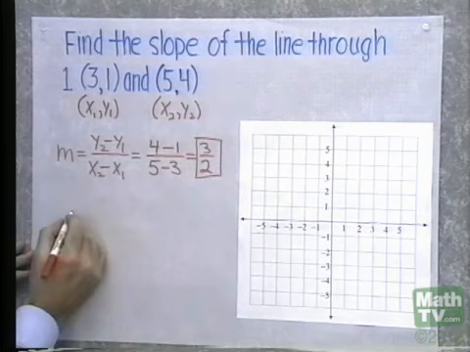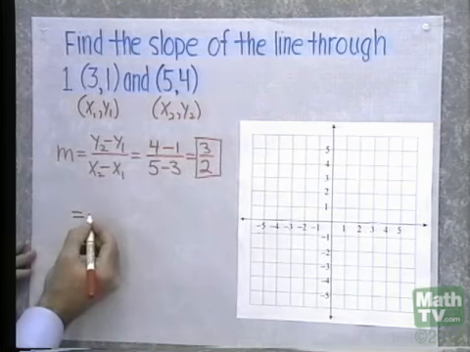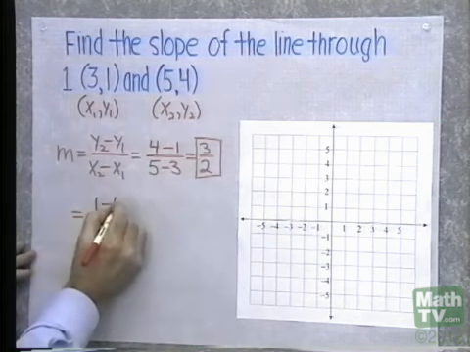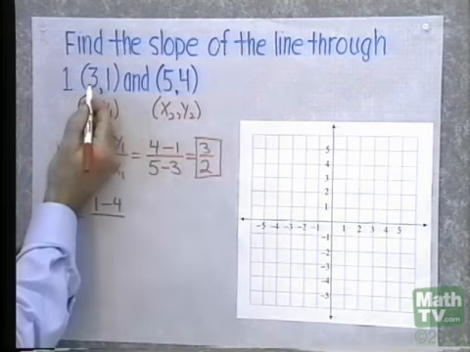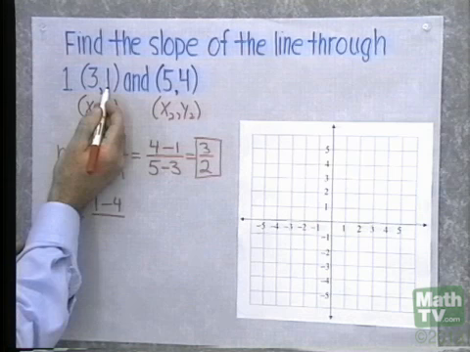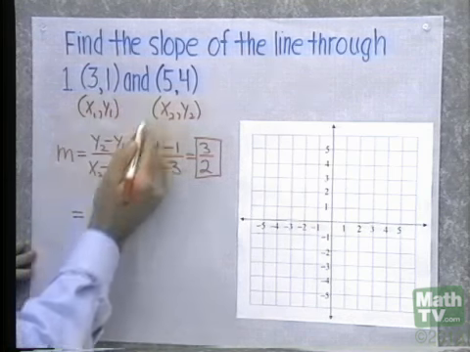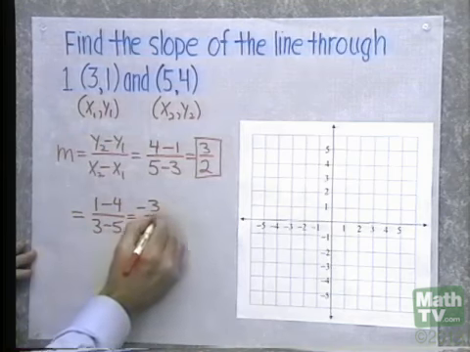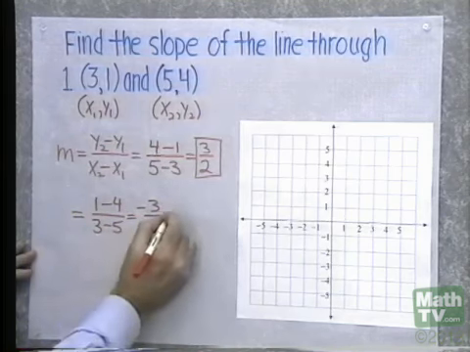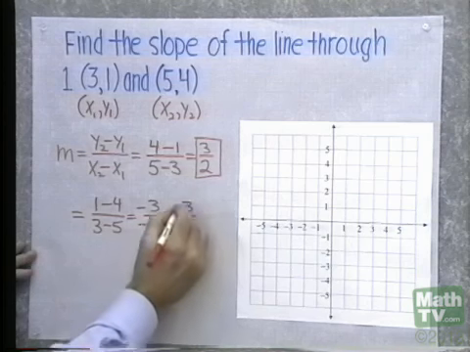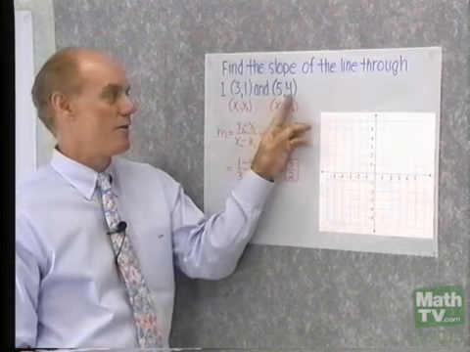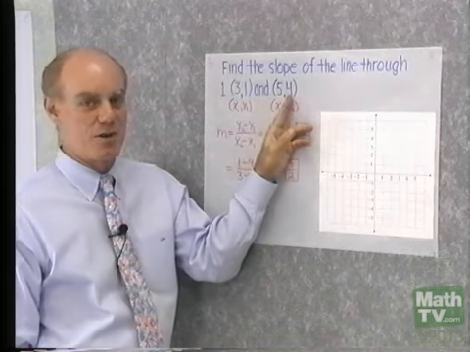Now I want to show you also that I could subtract in the opposite order. I could start here with this one and subtract 4. If I do that though, when I go to my x-coordinates, I have to start with the x-coordinate of the point that had the y-coordinate I started with, so it has to be 3 subtract 5. But if I do that, notice that I get negative 3 divided by negative 2, which is the same as 3/2. So it doesn't make any difference what order I subtract in, as long as whatever order I start subtracting in, I continue to subtract in that order.